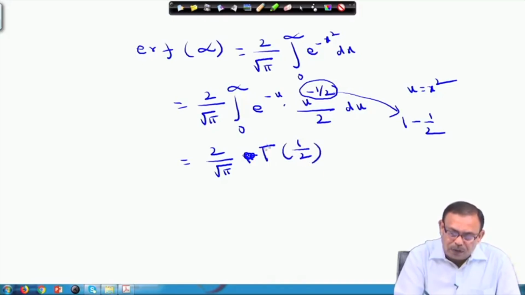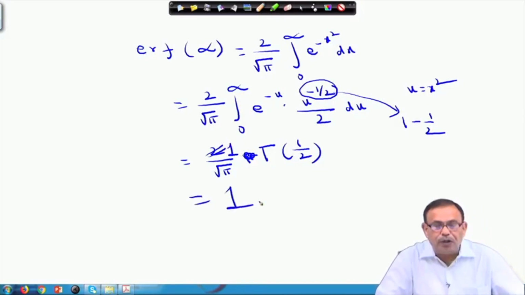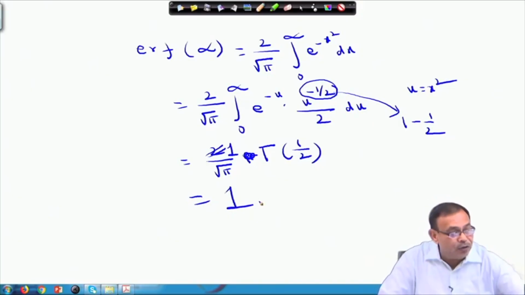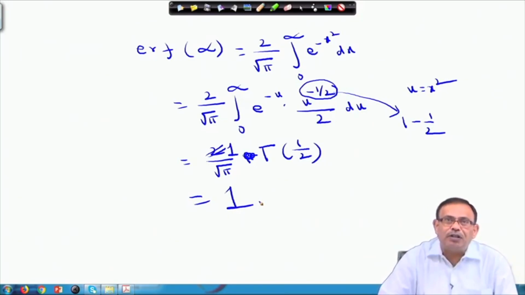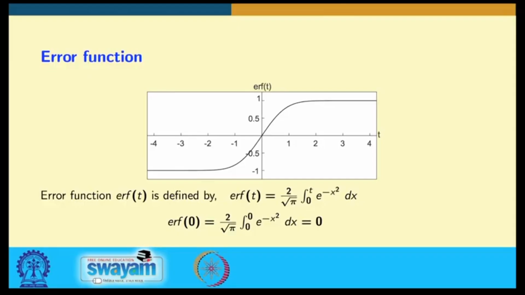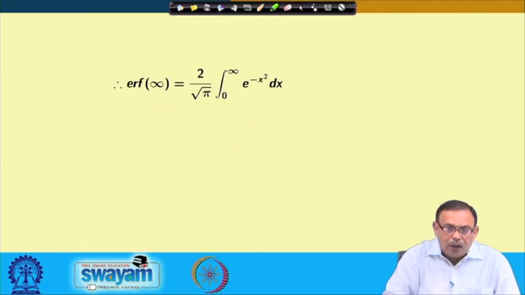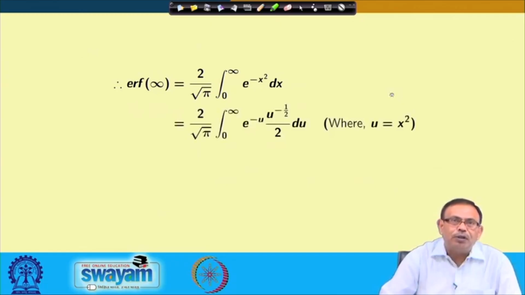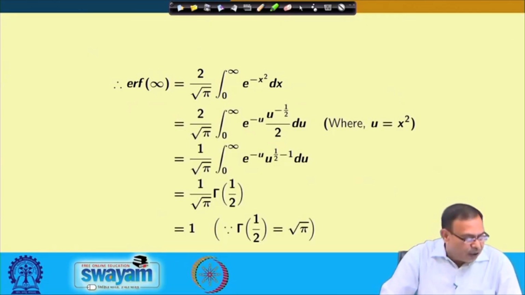So, I can write 2 by root pi into gamma half, and as you know, the value of gamma half is root pi. So this 2 is being cancelled, and this will be 1 by root pi into gamma half, and gamma half is root pi. So the value you will obtain is 1. Please note that the value of the ERF function ERF of t as t approaches infinity is equal to 1. So ERF of infinity, as I was showing you, becomes 1.